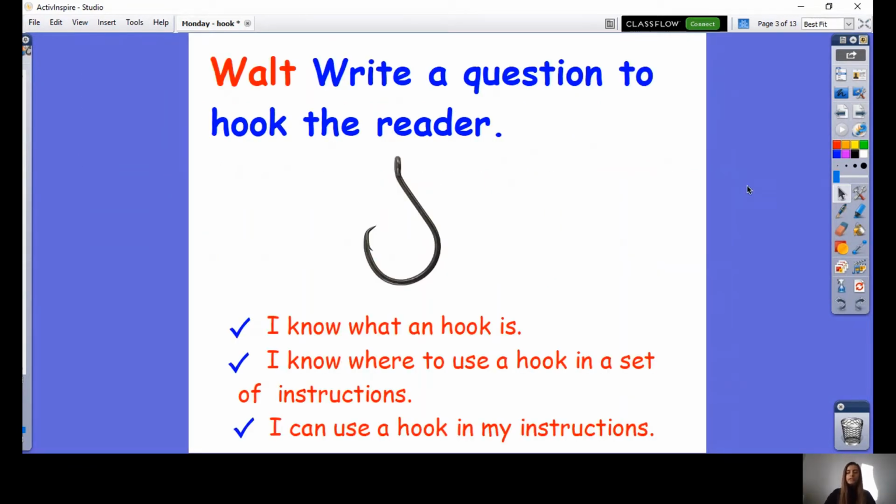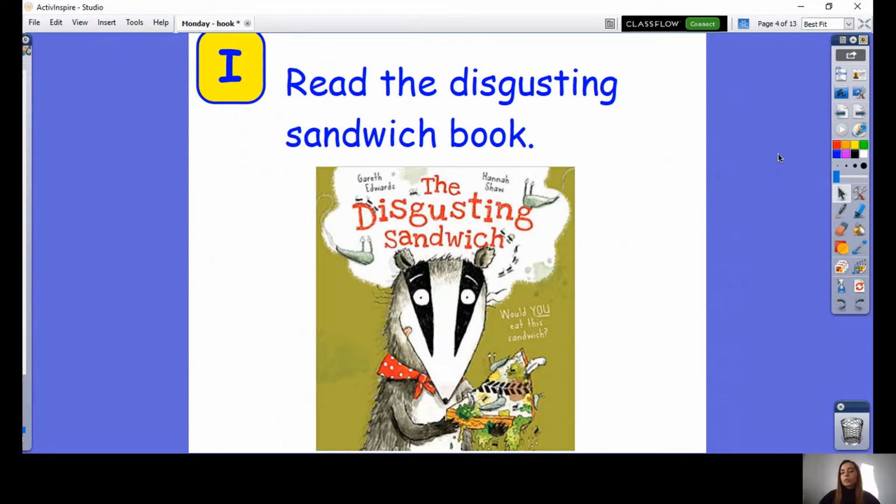Today we are focusing on writing our hook. To be able to write our hook, we need to know what a hook is. You need to know where to use a hook in a set of instructions, and you can use a hook in your instructions today. Now this week is our innovation week, which means we get to change parts of our instructions. Now a really exciting part is, rather than making a delicious sandwich, we are going to make a disgusting sandwich. And this is based on a book, which we are going to have a listen to now.